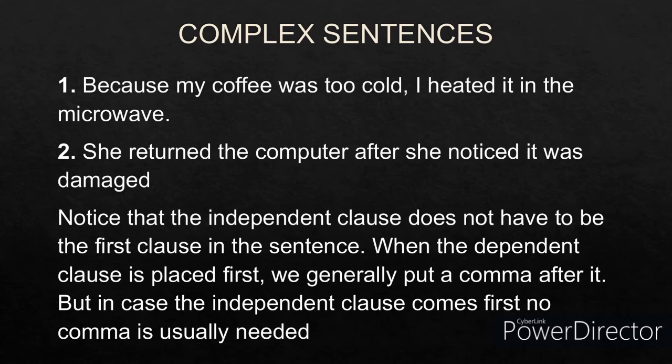So the independent clause may begin the sentence or the dependent clause may begin the sentence. It is not necessary that the independent clause will always begin the sentence. It can also be that the subordinating conjunction begins the sentence, as in case number 1. And if the dependent clause begins the sentence, we should put a comma after it. And if the sentence begins with an independent clause, there is no need to put the comma.